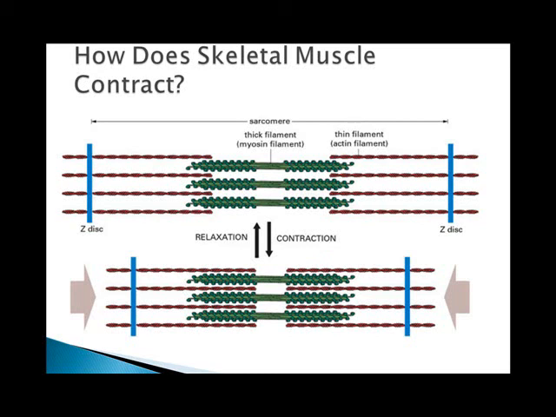However, after a bit of time, and it depends on the temperature and a whole lot of other stuff, after a bit of time, rigor relaxes, and that's just because those myosin heads have started to degrade enough that they unlock just by basically dissolving.